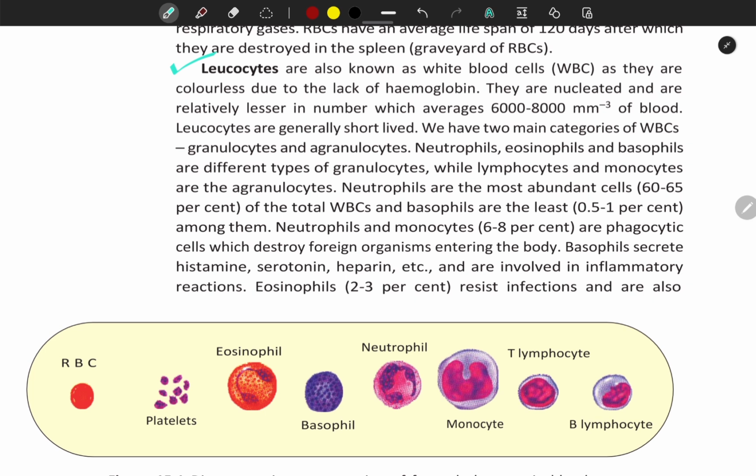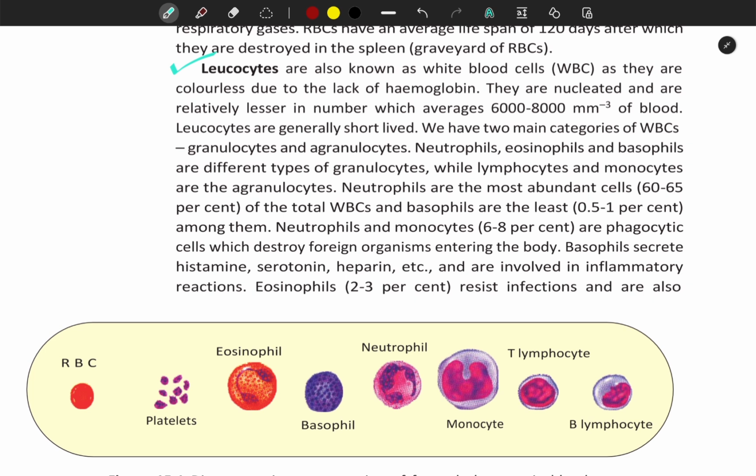These molecules play a significant role in transport of respiratory gases. RBCs have an average lifespan of 120 days, after which they are destroyed in the spleen, that is the graveyard of RBCs. Leukocytes are also known as white blood cells, that is WBC, as they are colorless due to the lack of hemoglobin. They are nucleated and relatively lesser in number, which averages 6,000 to 8,000 per millimeter cube of blood.